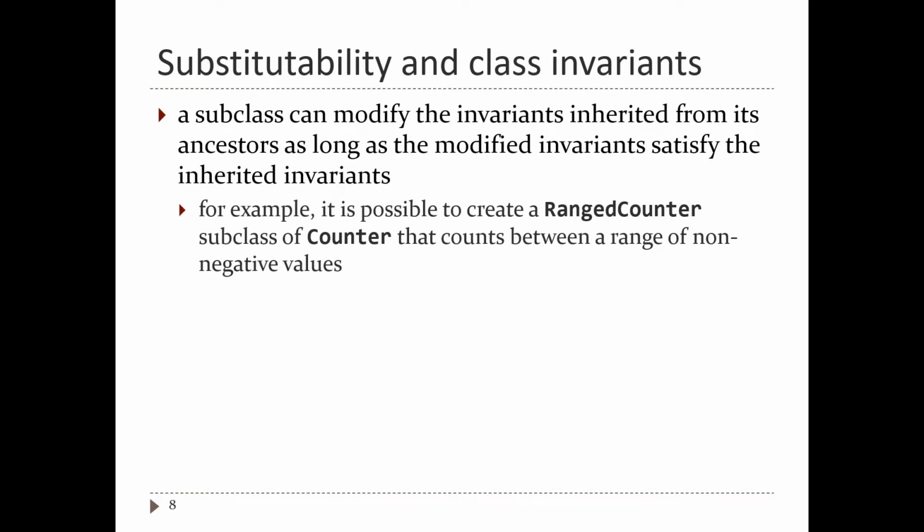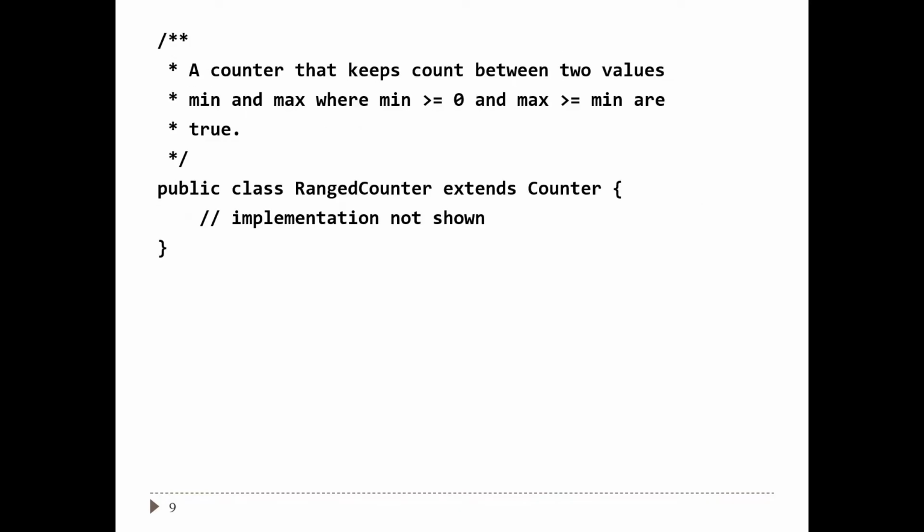negative. So it's possible to create a different type of counter called ranged counter that counts between some non-negative minimum and maximum values. Right, so instead of counting between 0 and integer max value, we could count, for example, between 5 and 10 or something like that. Right, it's easy to implement such a class. Right. The invariants for the class change.